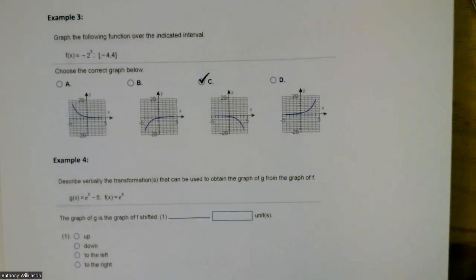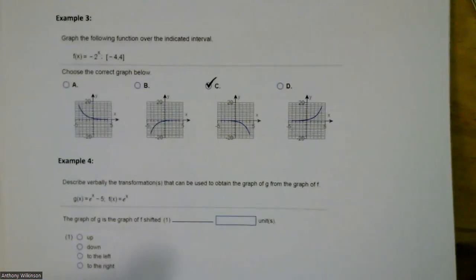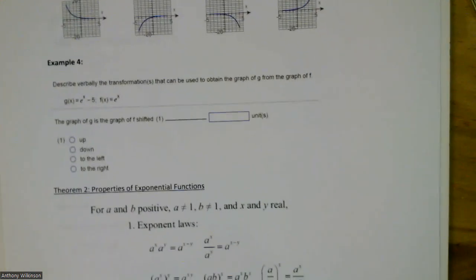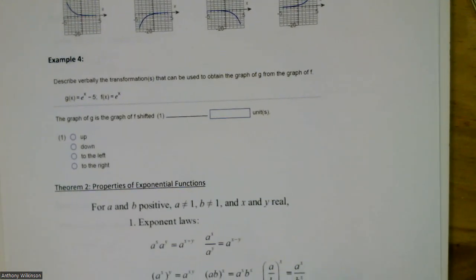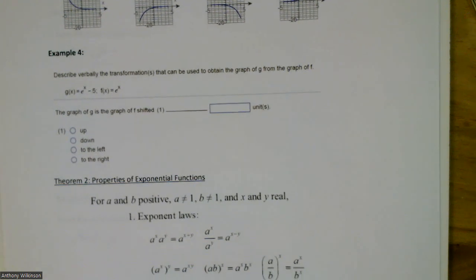All right, now let's look at example 4. This deals with the transformations here. Now we talked about transformations back in section 1.2. So do watch that video for that or review that video if necessary. Here we're going to describe verbally the transformation or transformations that can be used to obtain the graph of g from the graph of f.